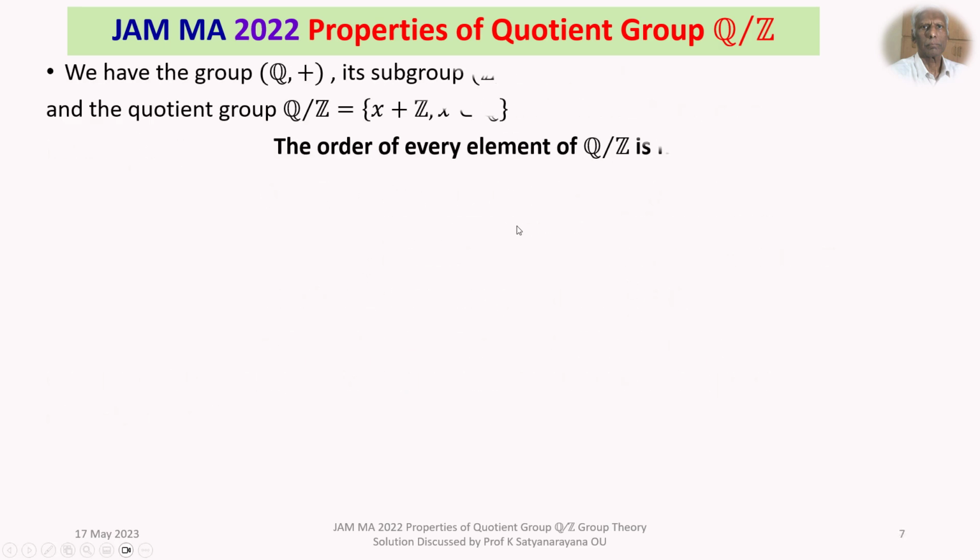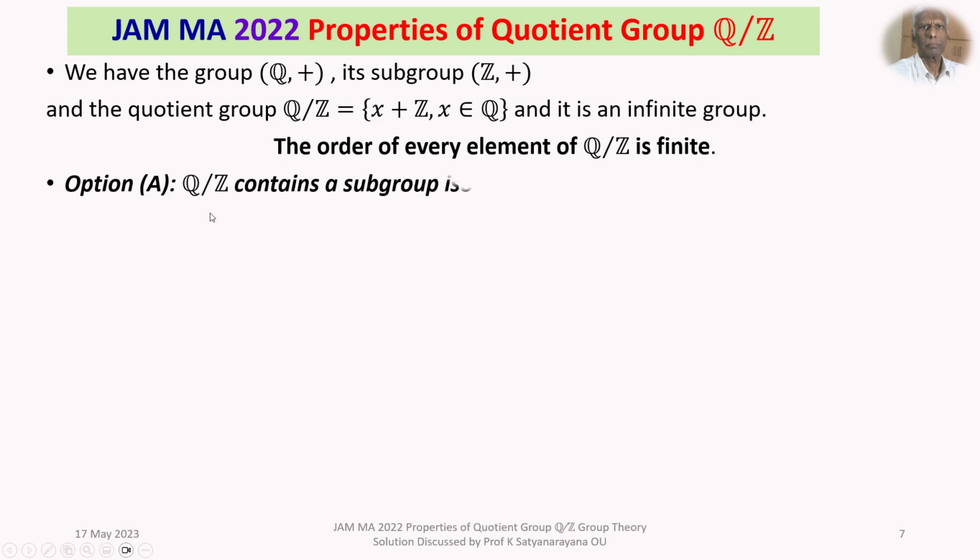This is what we have proved, and let us take option A. Option A says Q by Z contains a subgroup isomorphic to Z plus. This is in fact false.